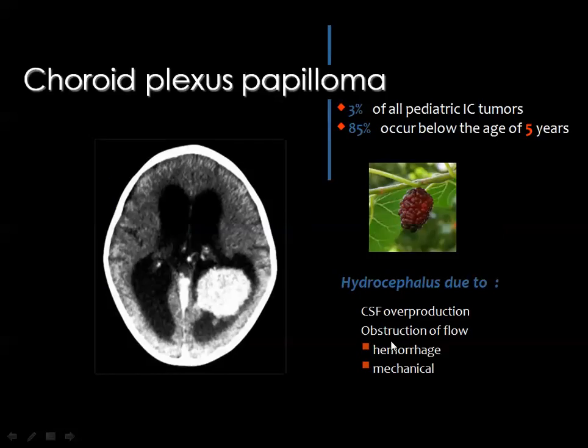Then choroid plexus papilloma represents about 3% of all pediatric intracranial tumors, and most of these tumors occur below the age of 5 years. These tumors arise from the choroid plexus, which is responsible for CSF production. So you can expect in functioning tumors that there is overproduction of the CSF, and this will lead to the development of what's known as non-obstructive hydrocephalus.